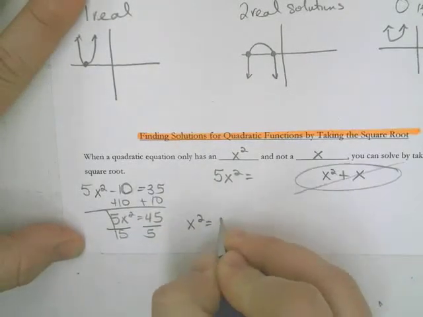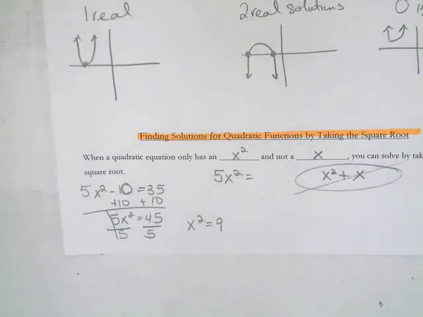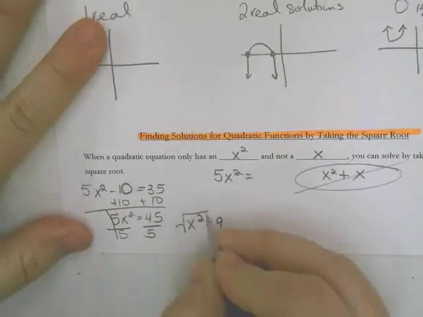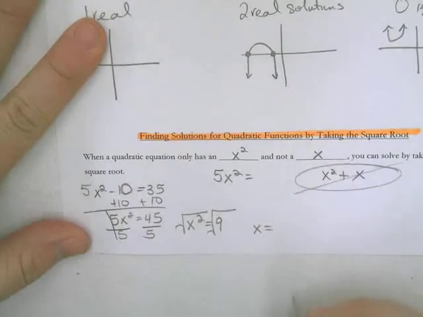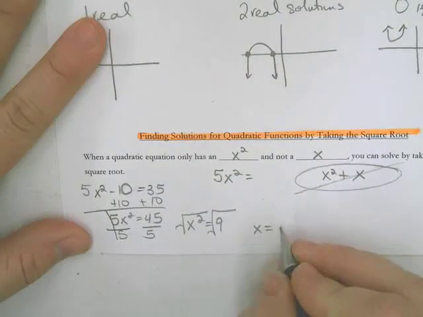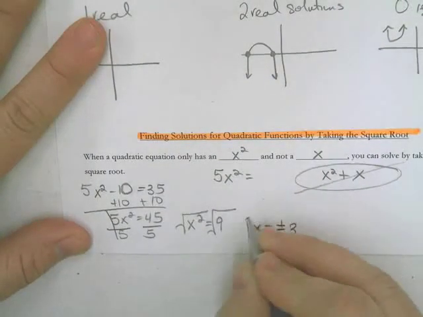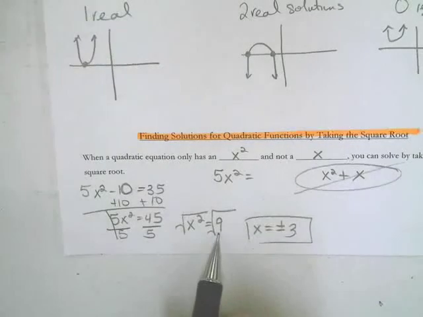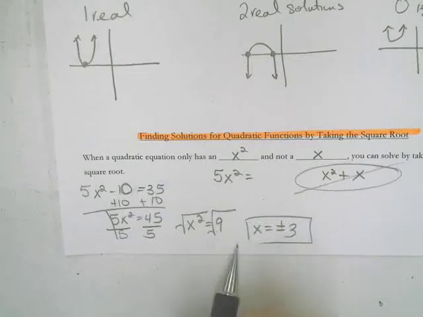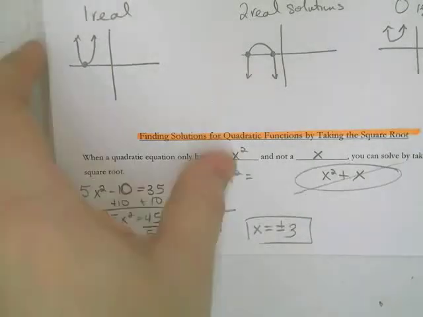And this is the place where it might be new. To get rid of a square, you take a square root. And the square root of 9 is 3. But for solving, it's plus or minus 3. Because a positive 3 times a positive 3 is 9, and a negative 3 times a negative 3 is 9. So you can get two possible answers, so that's why it's a plus or minus. Alright, let's go back and do a couple more, and then we will be done.